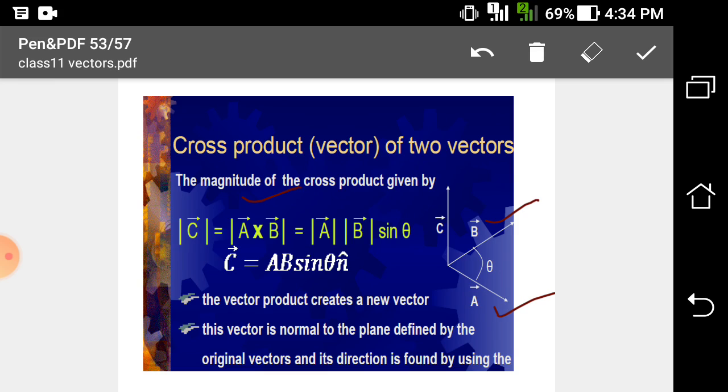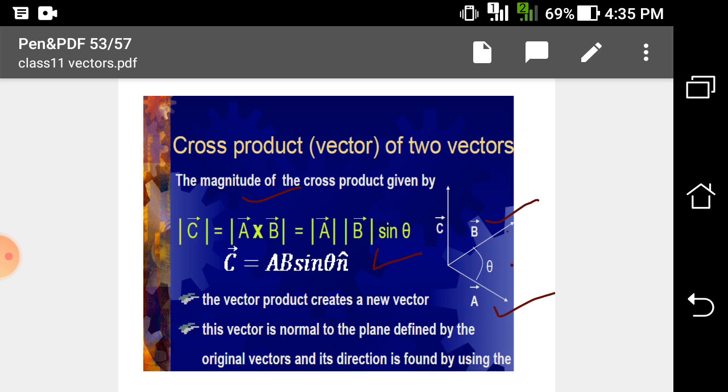So C vector is a vector which is perpendicular to both vector A and vector B. C vector is equal to AB sin theta n cap, where n cap is a unit vector perpendicular to the plane containing A and B. If you have to find the vector, then you will get this answer. If you have to find the magnitude, then the answer will be AB sin theta only. So a vector product creates a new vector. This vector is normal to the plane defined by the original vectors, and the direction is found using the screw rule.